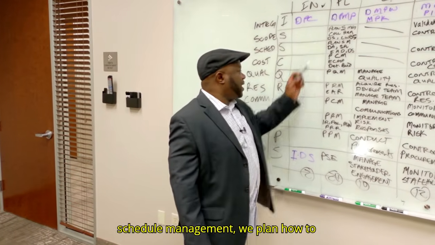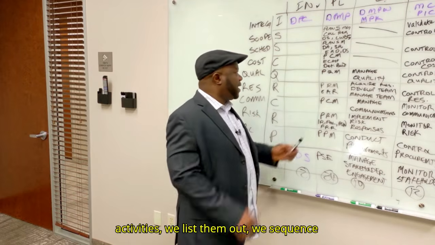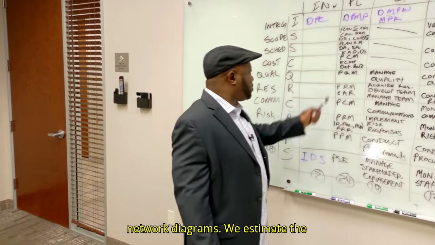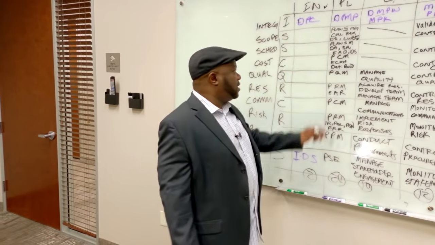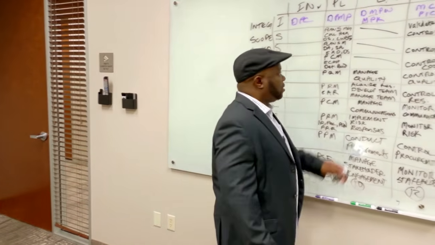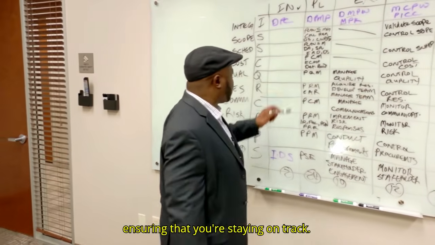Schedule management, we plan how to manage the schedule, we define the activities, we list them out, we sequence the activities, this is where we have network diagrams, we estimate the activity duration, how long will it take, and then you put it all together and boom, you got your schedule. Control schedule is where you are ensuring that you're staying on track.